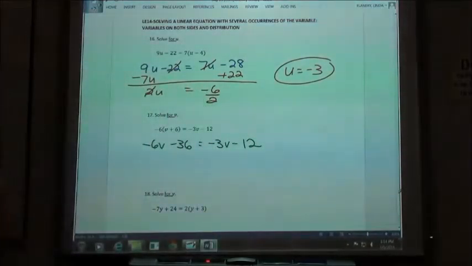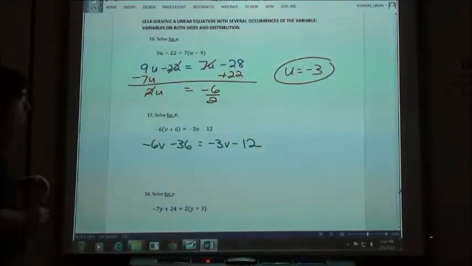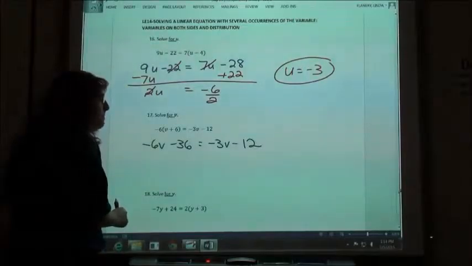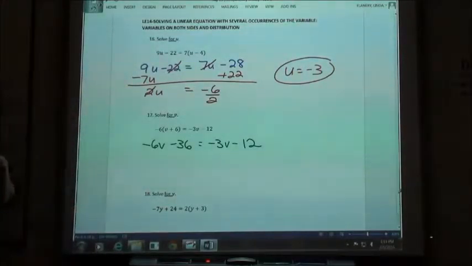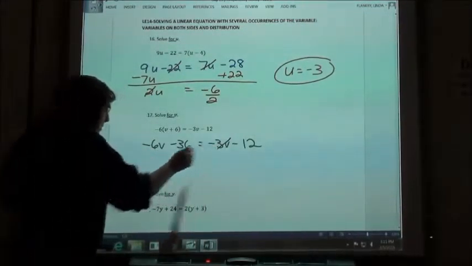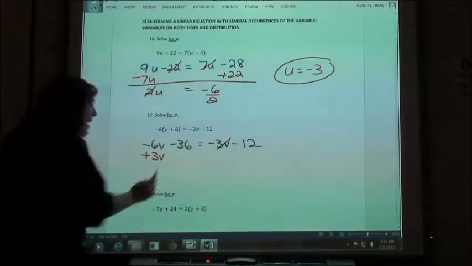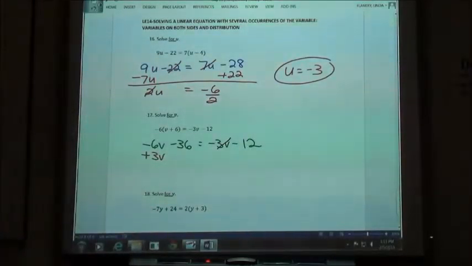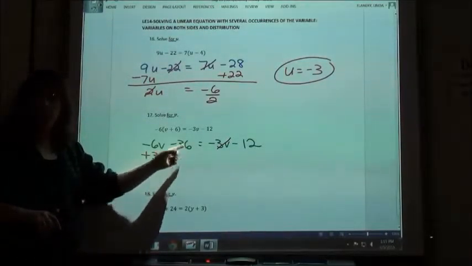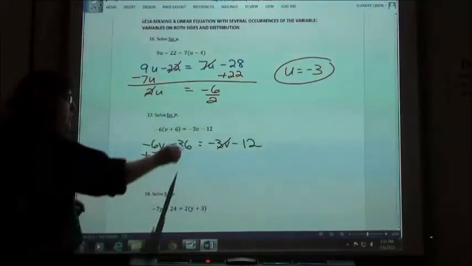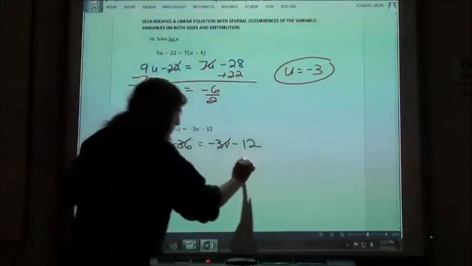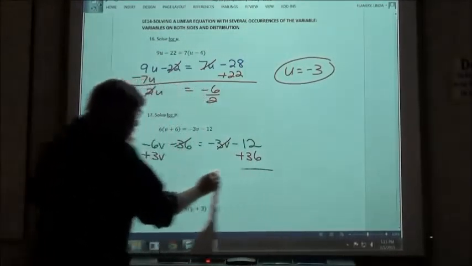So, if I want to move my v's over to the left-hand side, what am I going to do with that negative 3v? Plus. I'm going to plus it. Cross it off from here, move it over here, and add it. Since it was negative, I got to make it positive. Then I'm going to move my number over to the right-hand side. Since this is a minus 36, when I move it over to the other side, I'm going to do what? Add it. Plus my 36.